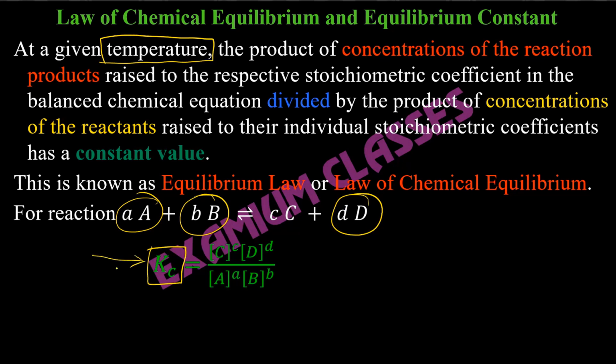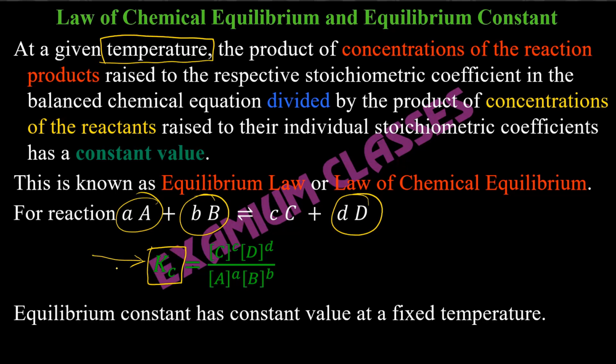For a particular reaction, it will depend only on temperature, not on pressure. Momentarily it can change by pressure. If you change the pressure, yes, we will be talking about later on how it will change if you change the pressure, or if you change the concentration of any product or reactant. But the value will change only by temperature. The equilibrium constant has a constant value at a fixed temperature.